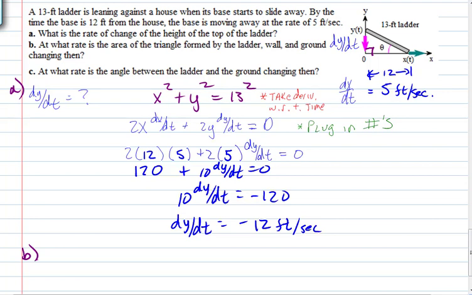Part B says, at what rate is the area of the triangle formed by the ladder, wall, and ground changing then? How do you find the area of a triangle? One half the base times the height, right? X is the base. Y is the height. Right?